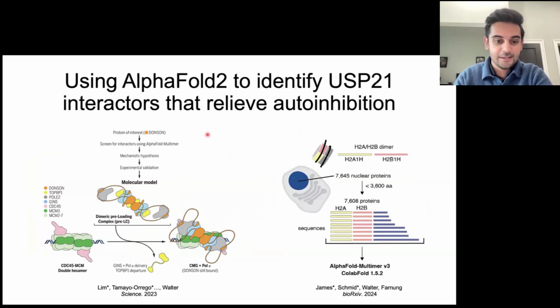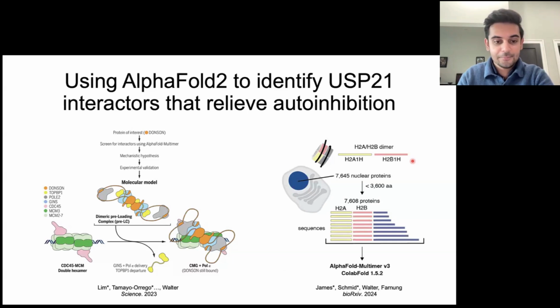Particularly, I want to give a nod to Johannes Walter's lab and work that he has done with Lucas Farnung, where they used AlphaFold to do in silico protein-protein interaction screens to look at the interactomes of nuclear proteins. In this case, for this paper, they looked at interactors of the nucleosome acidic patch. I thought this was a very clever way to look at the structural interactome of proteins, and that I could use a similar approach to identify interactors of USP21's disordered region.